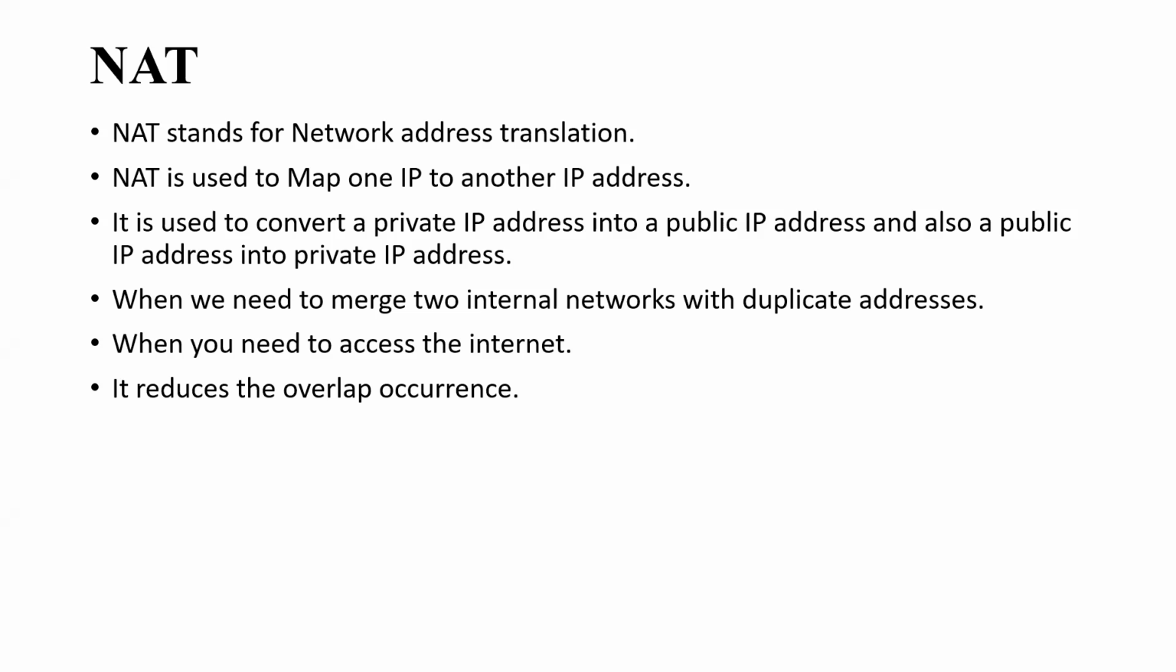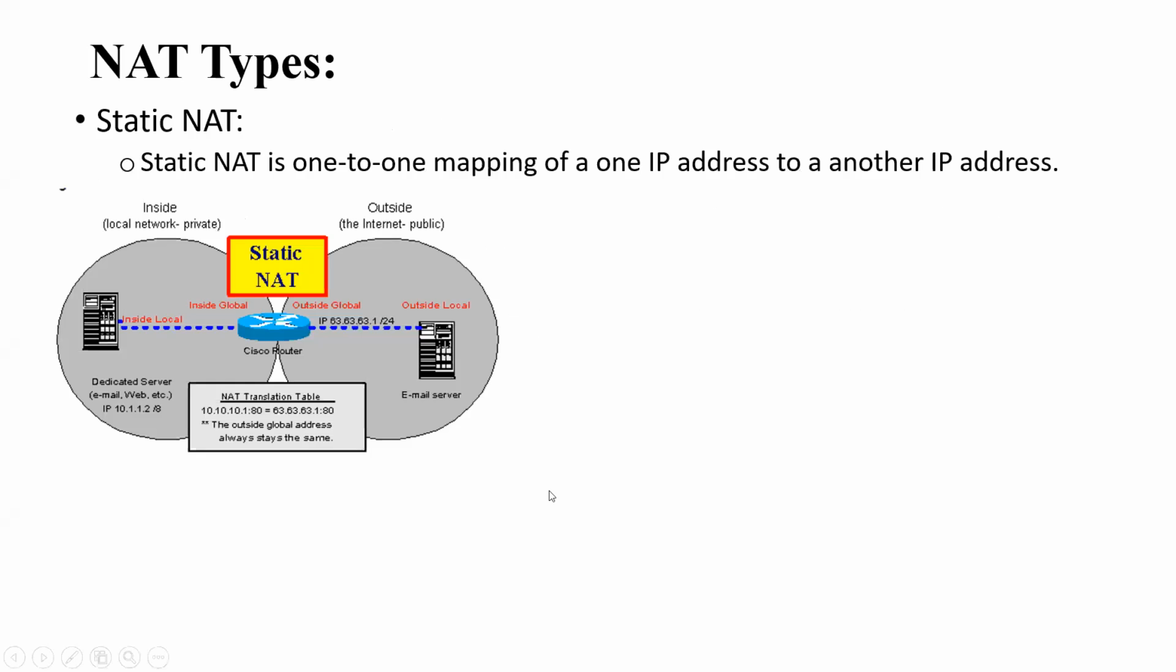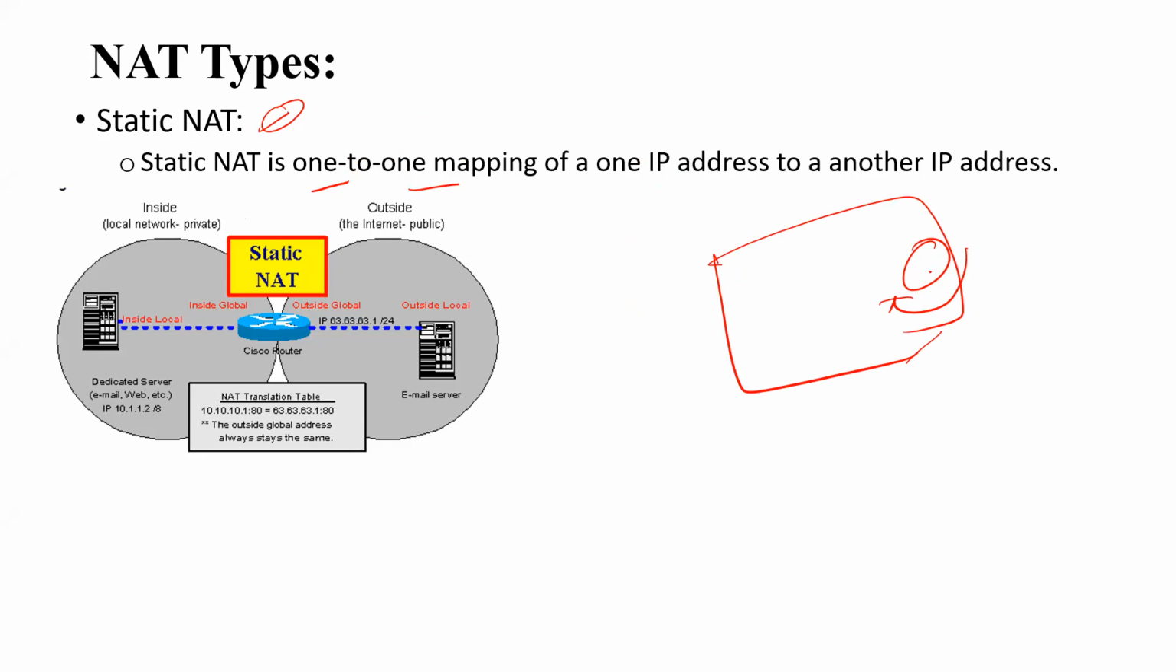So this is about NAT, and let's discuss the types of NAT. We have many types of NAT. Static NAT is nothing but mapping of one IP address to another IP address, one IP to IP translation. As I was mentioning, when you try to access an organization server, it will be mapped from a public IP to a private IP address. That is called static NAT.